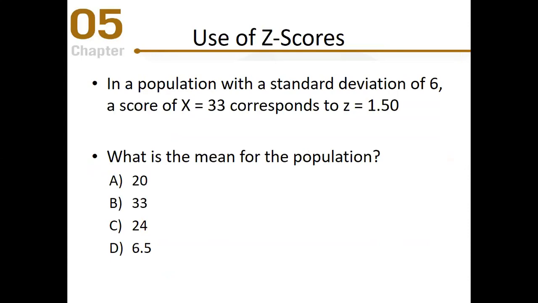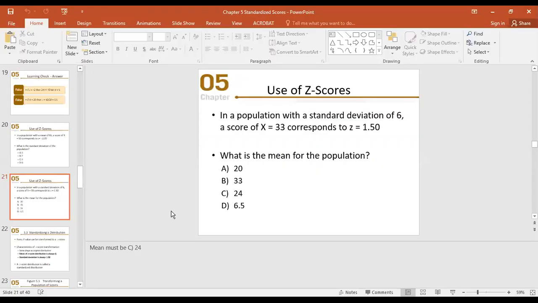In a population with a standard deviation of 6, a score of 33 corresponds to a z-score of 1.5. What is the mean for the population? Okay, if a score of 33 corresponds to 1.5 standard deviations above, we just subtract 3 and then 6. What do we end up getting? Okay, and for those of you looking at my notes, you'll see the mean must be 24.